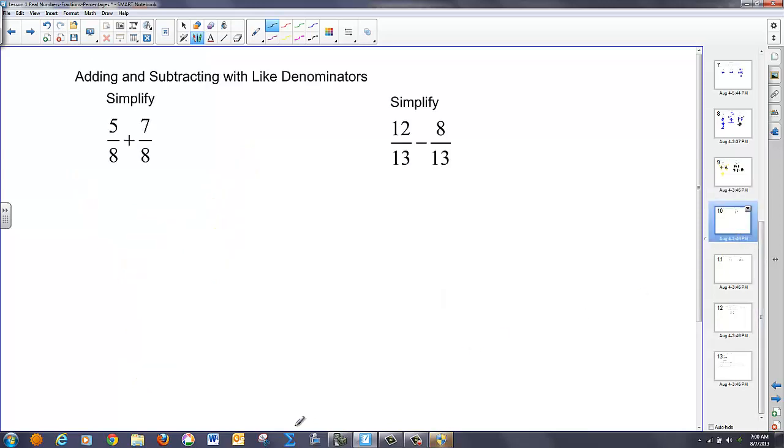Couple more. Adding and subtracting with common denominators. We remember we keep the denominator the same. Add the numerators. Any reducing that can be done, we go ahead and do. In this case, common denominator, subtract the numerators. No reducing to be done, and we're out.